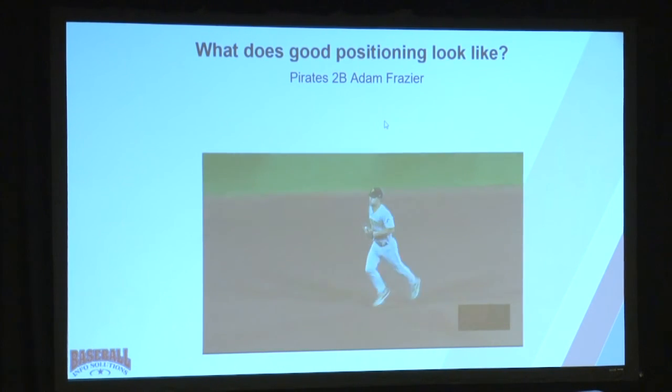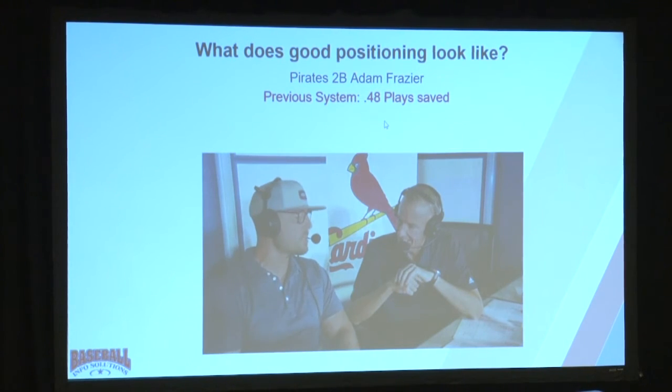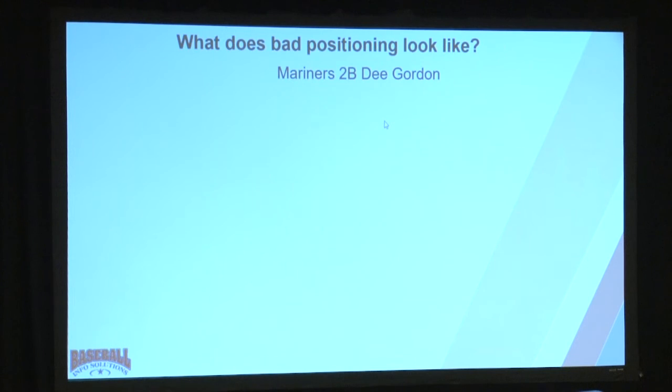Line drive hit right at him. In our previous system, he's getting 0.48 plays saved of credit there, even though essentially all he did was stand there and raise the glove. And I'm not disputing that that doesn't require skill, but by our system, that credit is now going to the team rather than to him. That is essentially a 100% ball out by our standards. The team gets the credit for putting him in the spot to make the play, and as on a lot of routine plays, he gets no credit.